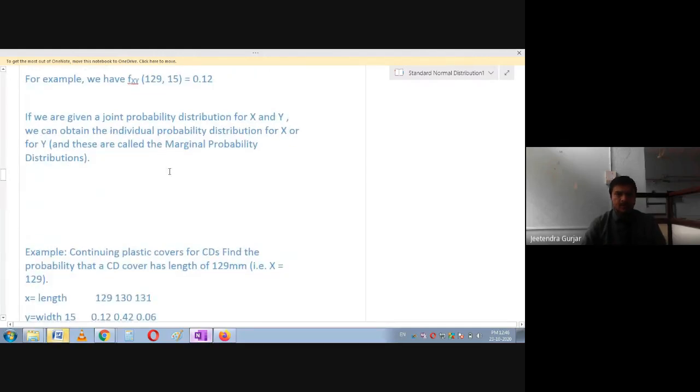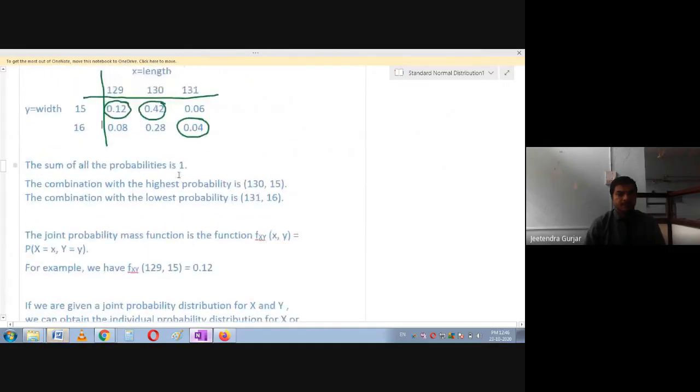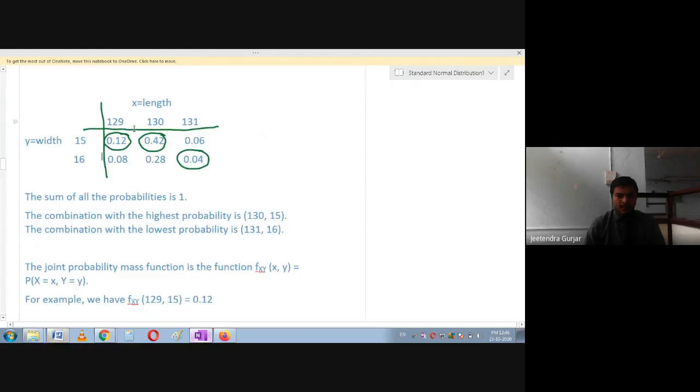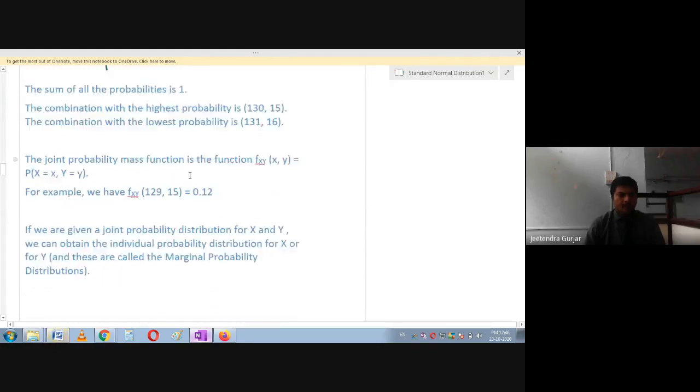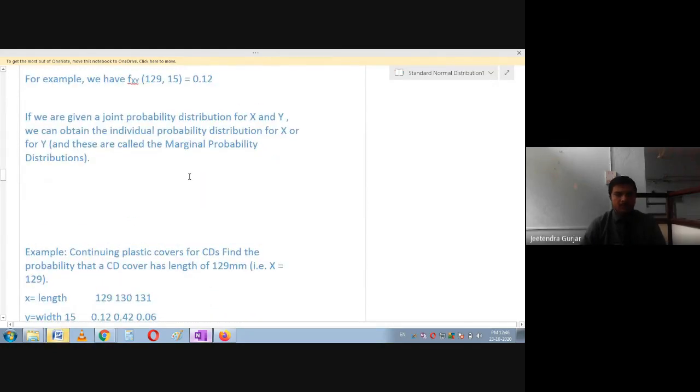So we'll continue this discussion. If we are given a joint probability distribution for x and y, like the above table they will give, that is a distribution table, we can obtain the individual probability distribution for x or for y. Yes, definitely we can find the probability values for x as well as y. If you calculate these values, they are called the marginal probability distribution.